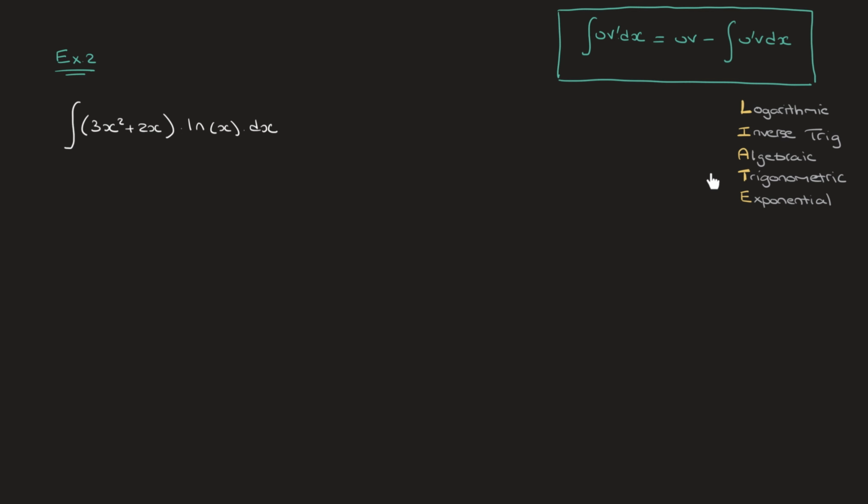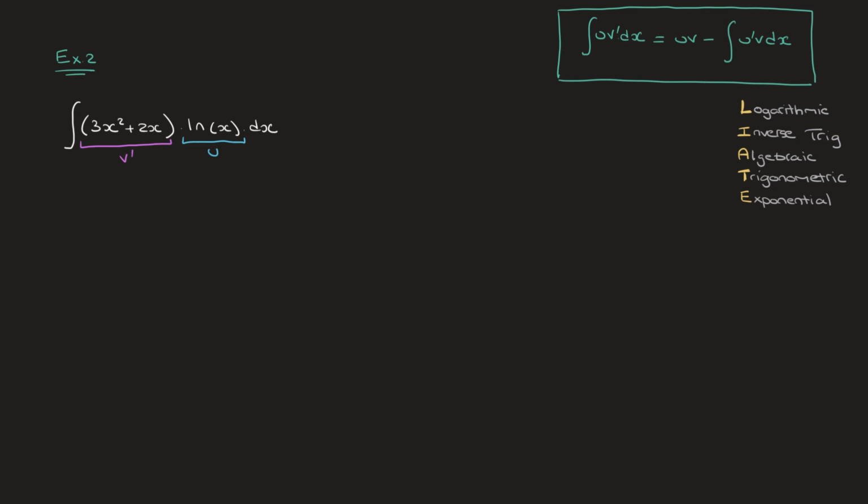And so, turning to our acronym, LIATE, we quickly see that one of the two functions we have is a logarithmic function, so that's the capital L we have here. We also have an algebraic function, the 3x squared plus 2x, but because the capital L is at the top of the list, that's the one that takes priority, and so that's the function we'll call u. So we're calling ln of x u, and consequently, 3x squared plus 2x will be v dash.